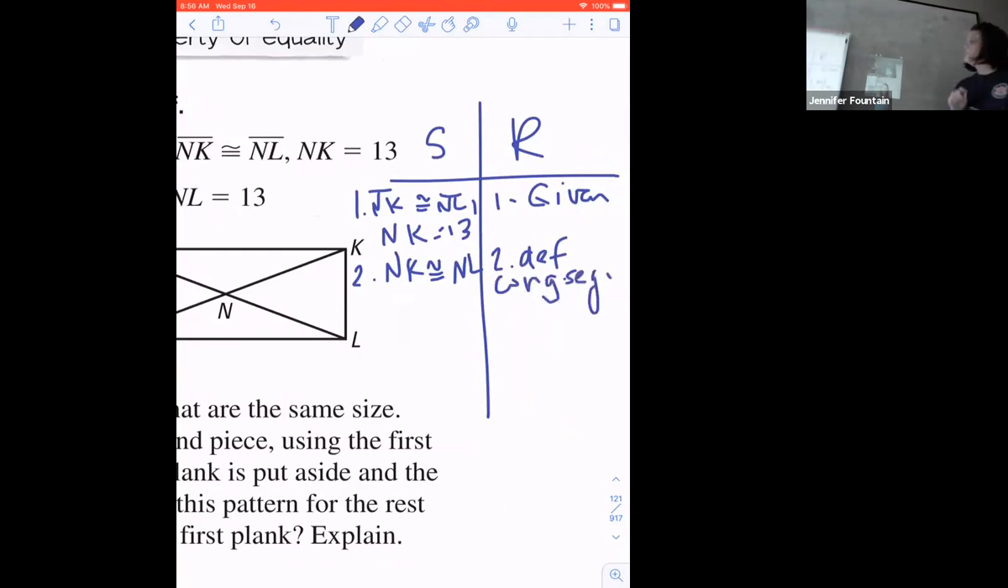Okay, so once I've defined that NK is congruent to NL, what can I prove after that? That NL equals 13, and what are we using to show that? Close. NL equals 13. Looking here, what do we know about NK from the given? That it's congruent to NL, we know that, but what do we know right here about NK? My little symbols are not that great.